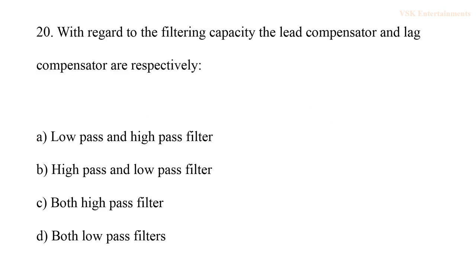Next bit is, with regard to the filtering capacity, the lead compensator and lag compensator are respectively, options are low pass and high pass filters, high pass and low pass filters, both high pass filters, and both low pass filters. Okay, this bit is very important from the GATE point of view. With regard to the filtering capacity is nothing but the filter property.